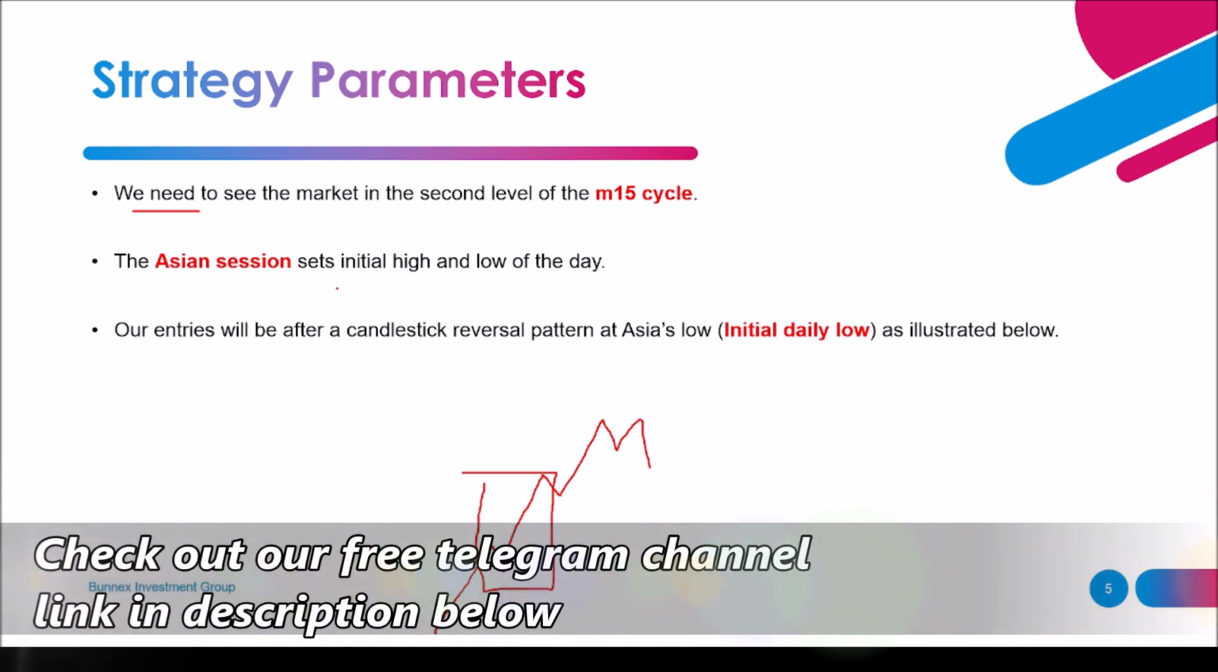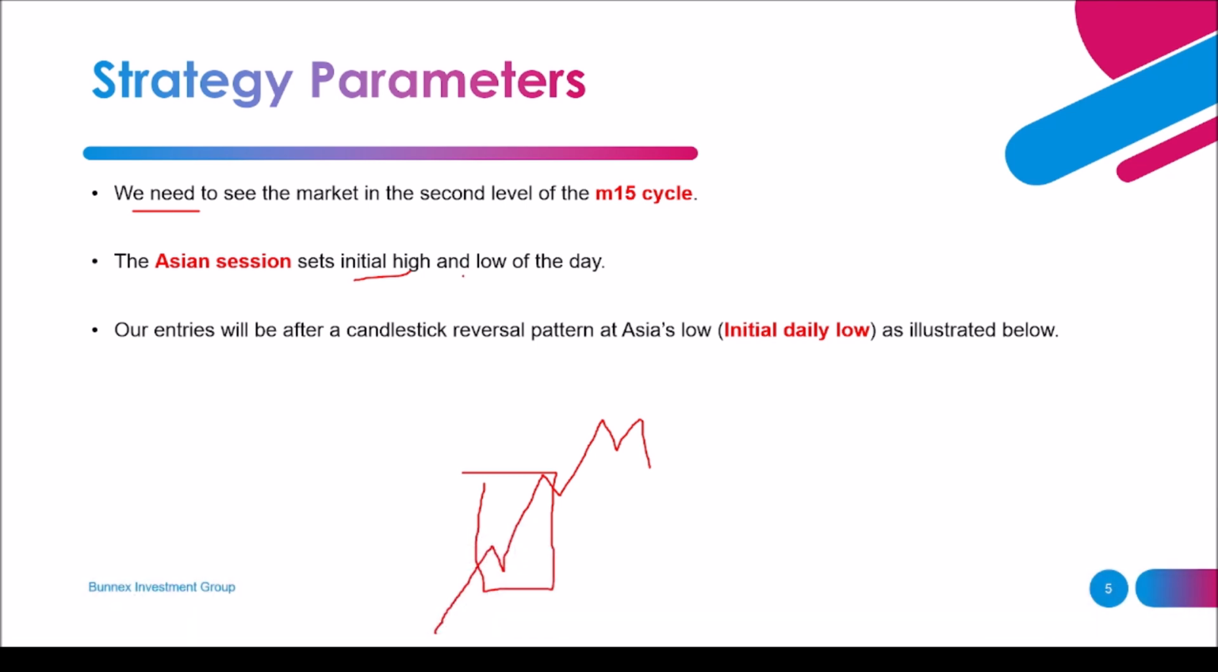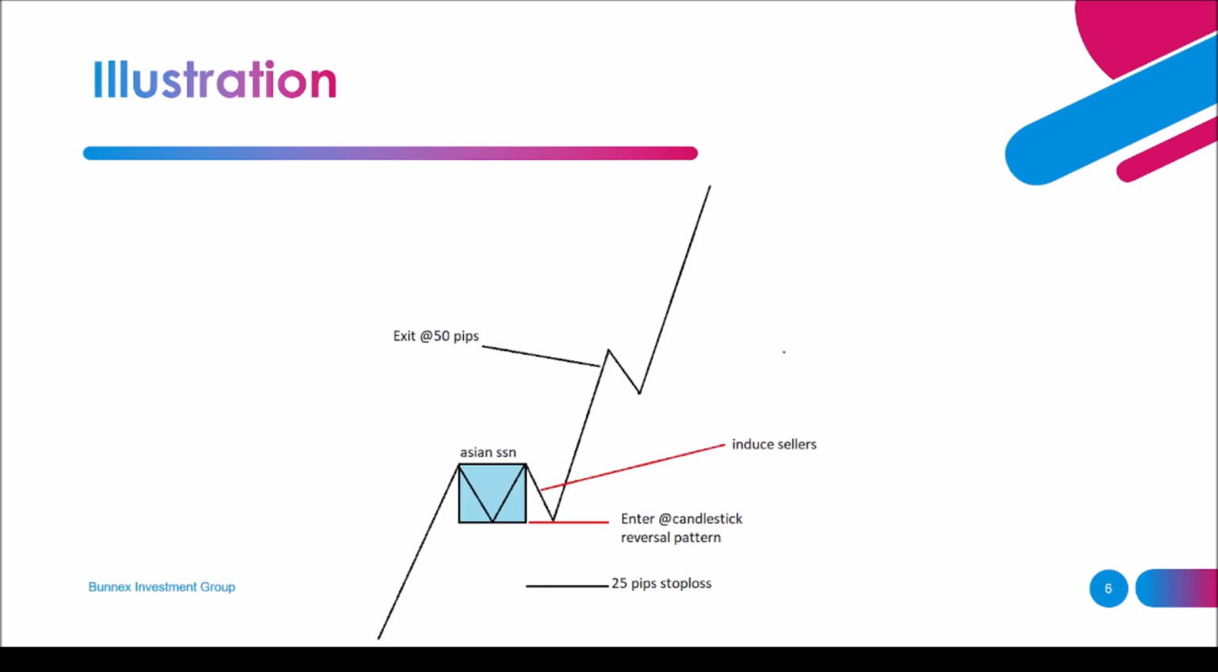It sets the high and the low, actually the initial high and the initial low of the day. Our entries will be after a candlestick reversal pattern at Asia's low, which is basically an initial daily low, as illustrated below. So here's the illustration so that you fully understand where we are coming from.